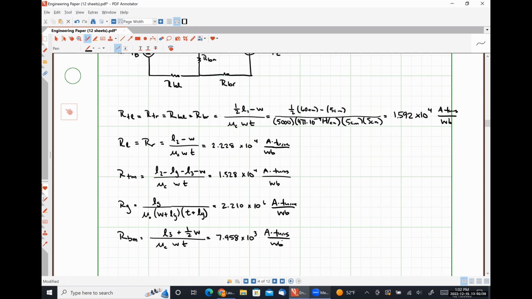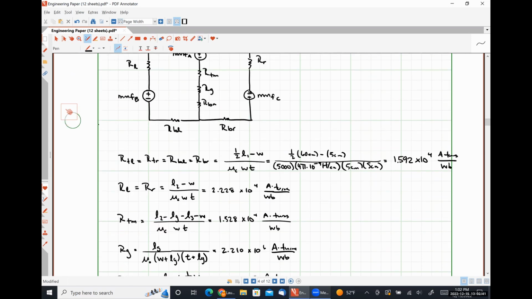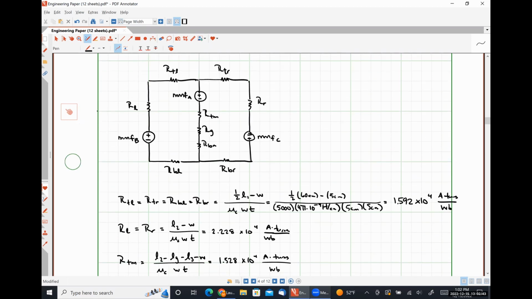From all of those pieces of information, I'm going to lump things together. Let's talk about that really quickly. RTL, RL, and RBL are all connected in series. Anybody have a problem with that? Yes.